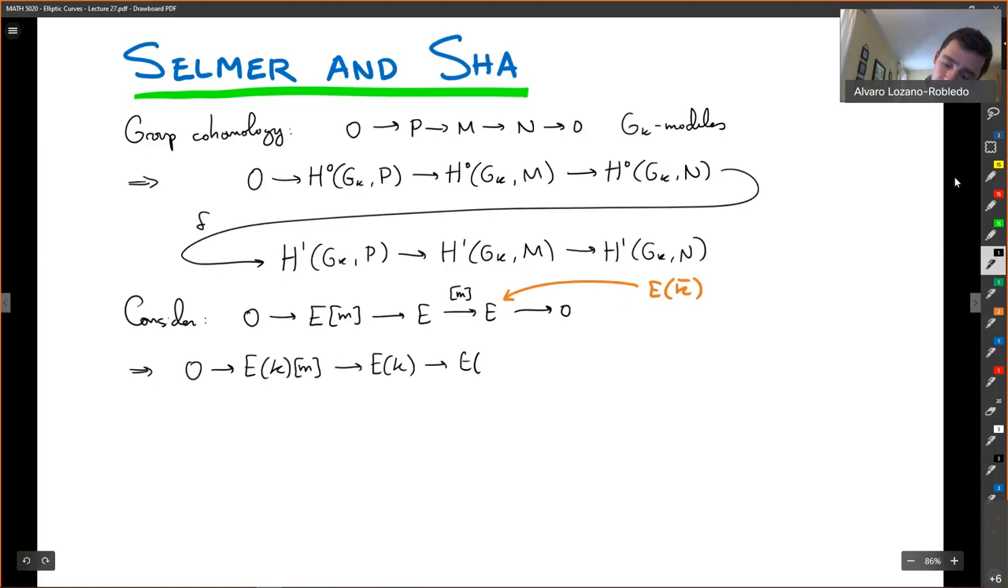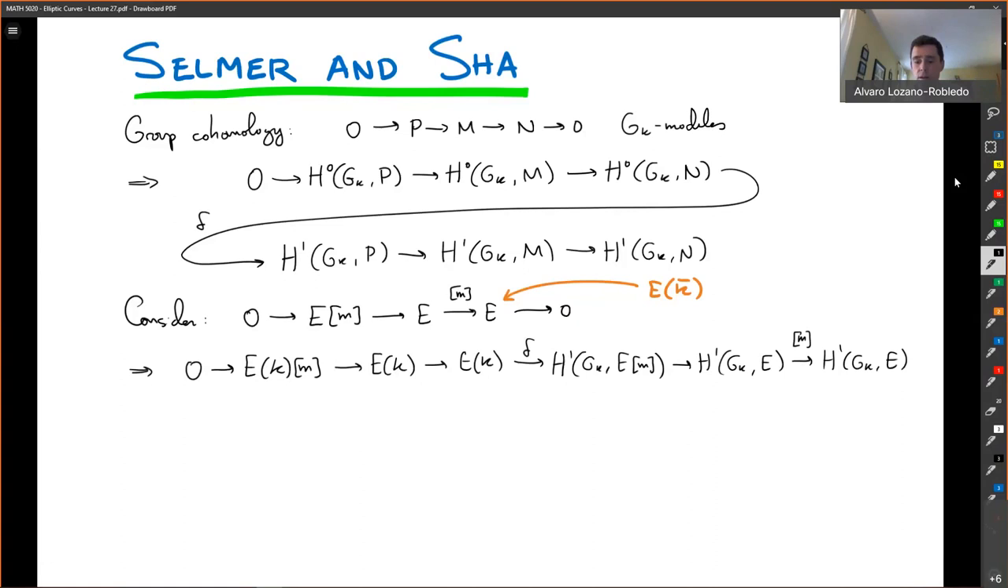and then it goes into cohomology through delta into the H1 of G_K, E[M], into H1 of G_K, E and H1 of G_K, E, where this map is induced by multiplication by M. Okay. But you see now, I can actually extract a short exact sequence by concentrating on this map here. So this map delta is the key for what I want.